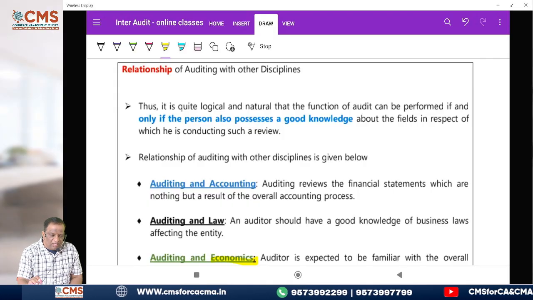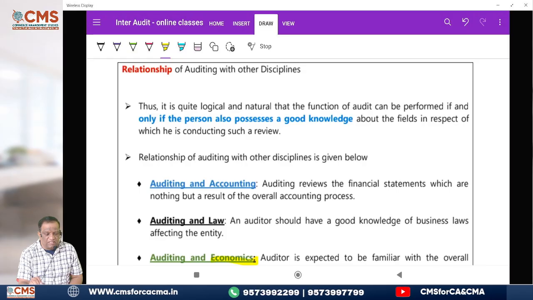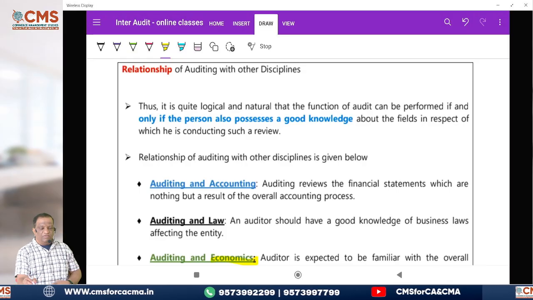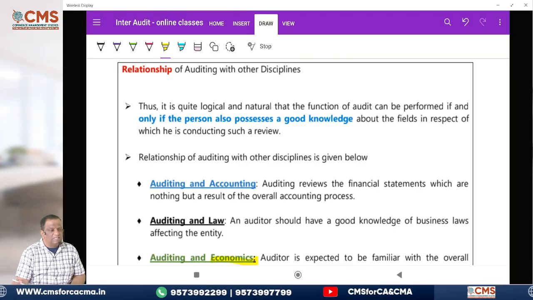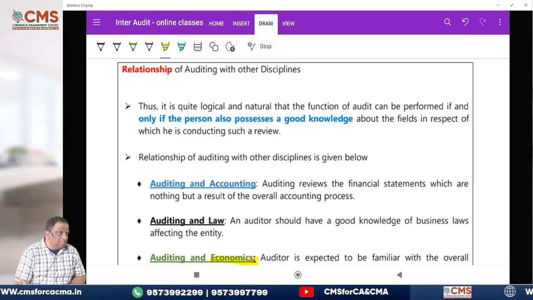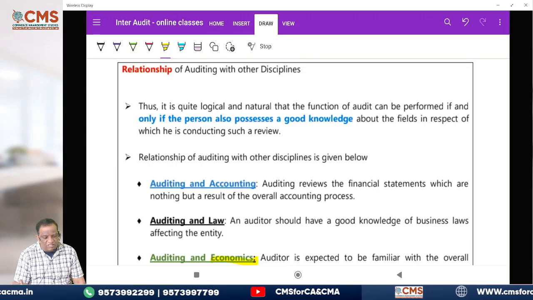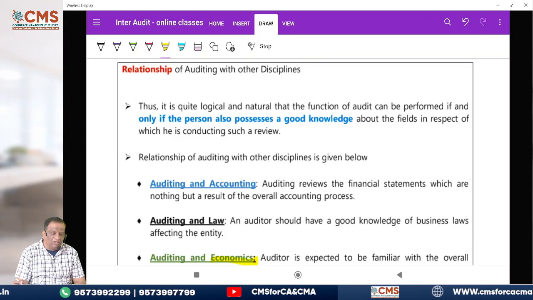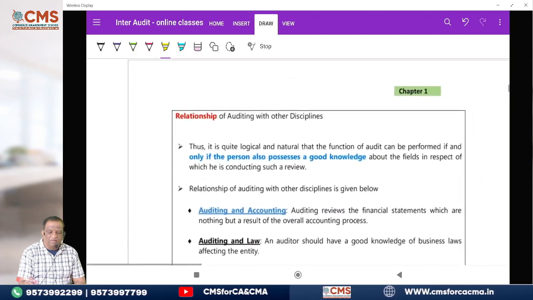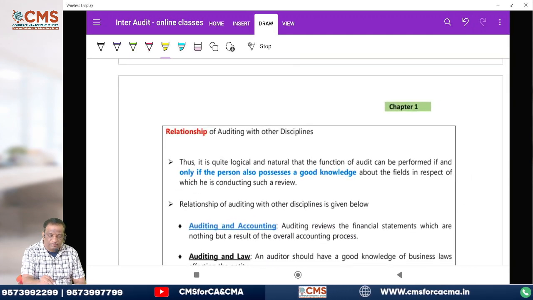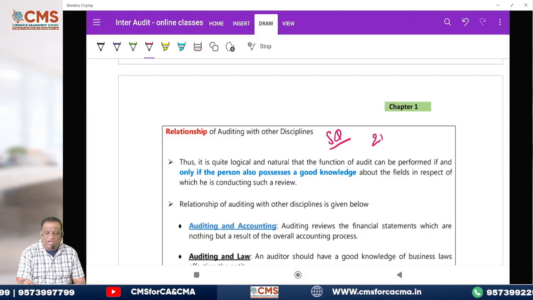Is there any relationship between audit and the other discipline, that is, the other subject? The answer is yes. How is it related to audit? How is it related to costing? How is it related to FM? The answer is the same. They're all interrelated. Without the knowledge of accounting, you can't be the auditor, and without the knowledge of law, you can't do the audit. So whatever may be the question, it'll come basically as a short answer question, and roughly around 2 marks this may come.